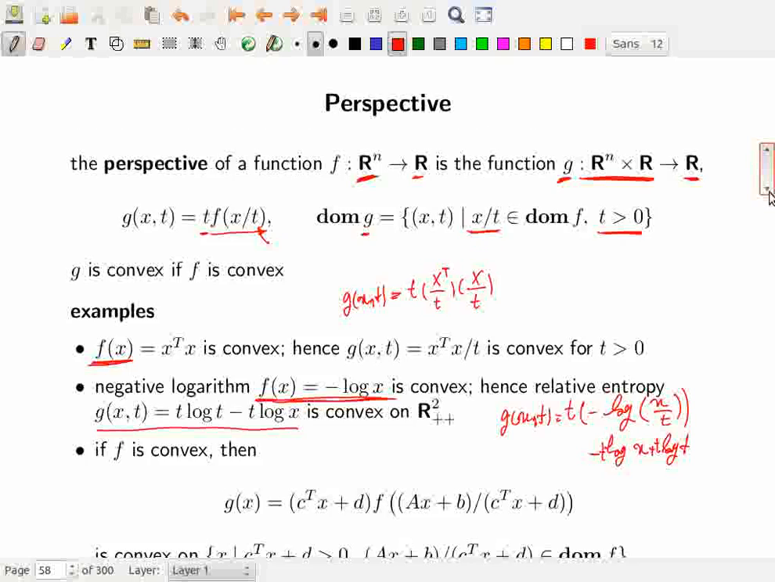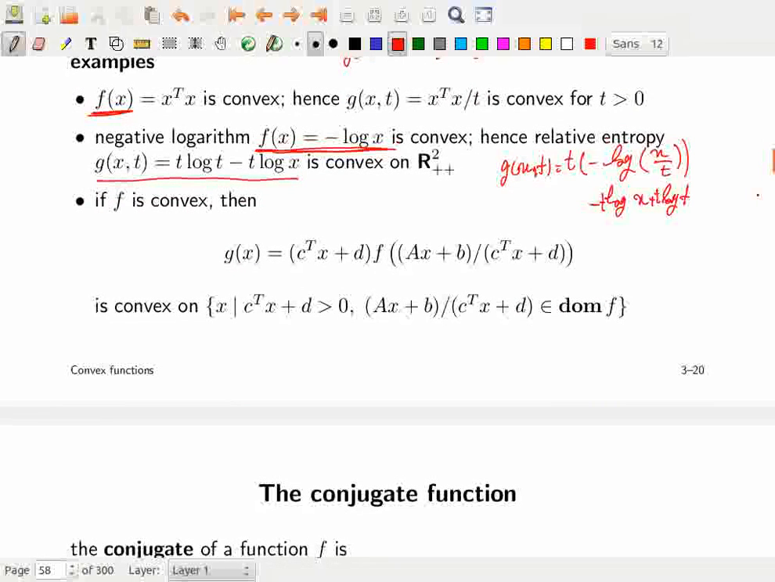And we can do the same for a convex function f of x. Here we know this function is convex, and we define t equal to c transpose x plus d, and this one is equal to t f of something divided by t, and it's the same as the previous one. This one is convex, but here we have a condition that this one is supposed to be positive.